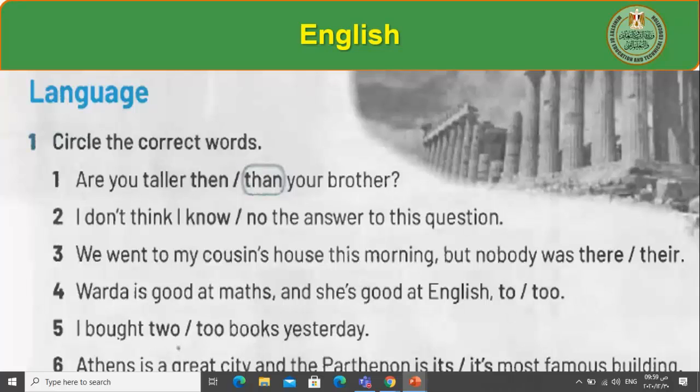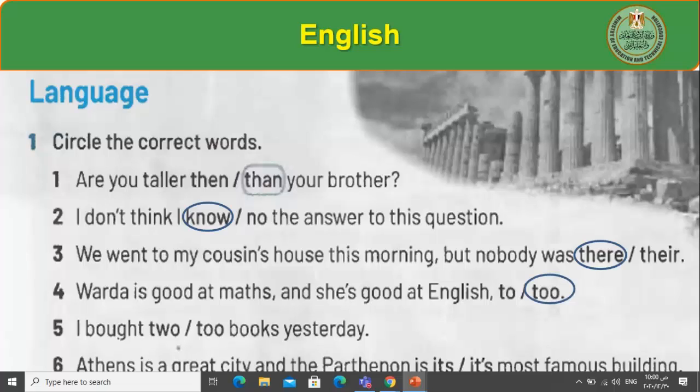Next, circle the correct words. Are you taller than your brother? Taller than. I don't think I know the answer to this question. Number three, we went to my cousin's house this morning, but nobody was there. As you see in the sentence, this morning is the keyword for the past tense, which is why I said we went.